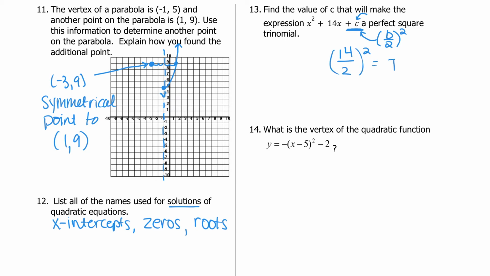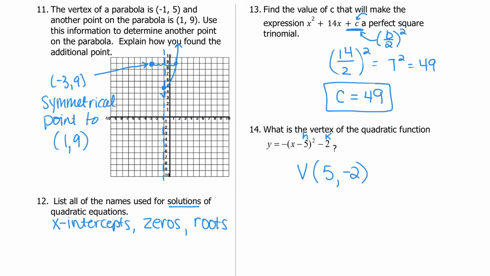So that would be 7 squared, which is 49. So that c value that I would have to use to complete the square is 49. A lot of you had this on your quiz as well. Okay, what is the vertex of the quadratic function? Hopefully you can do this very easily now. Remember, your vertex is your h and your k, but remember your h lies to you, so this should be 5, -2.